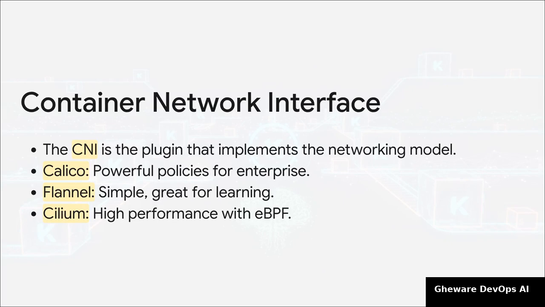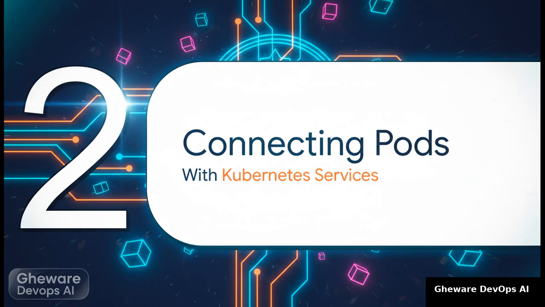And you've got choices. Calico is the enterprise favorite, mostly for its awesome security policies. Flannel is super simple. It's perfect for when you're just learning. And then there's Cilium, the new powerhouse on the block, using some cool tech called eBPF for incredible performance. Okay, so pods can talk to each other. Great. But there's a problem, right? Pods are ephemeral. They come and they go. So how do we give them a stable, reliable endpoint, that department hotline from our analogy?